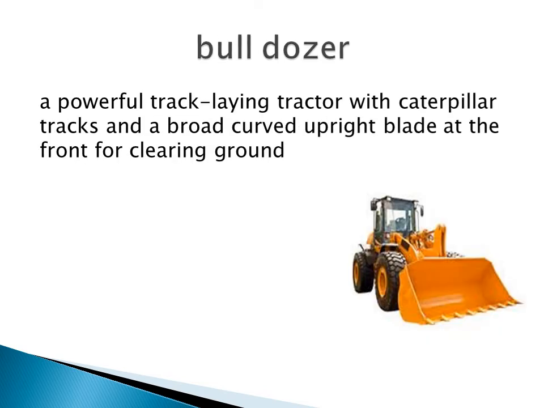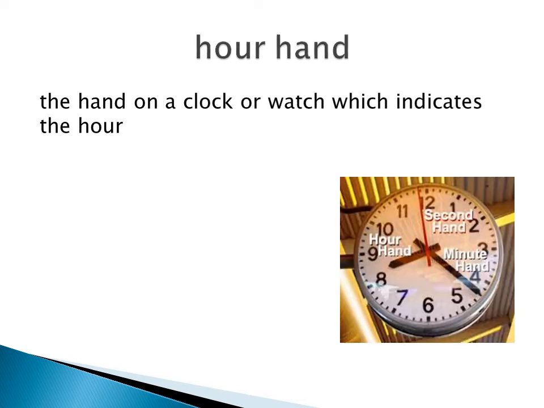Our next word is bulldozer, a powerful tractor with caterpillar tracks and a broad curved upright blade at the front for clearing ground. That is bulldozer. Our next word is hour hand, the hand on a clock or watch which indicates the hour. That is hour hand.